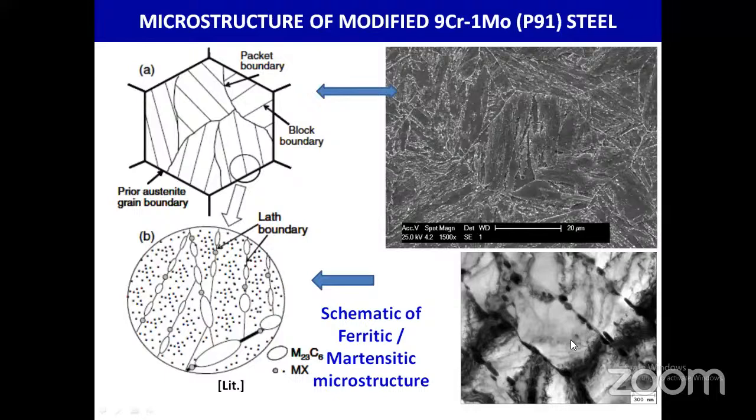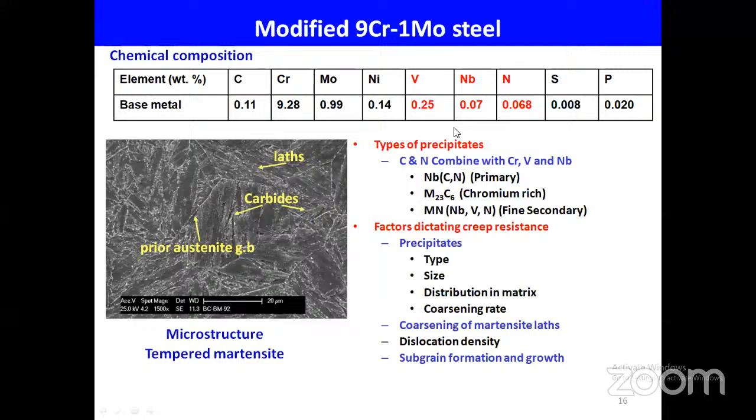If the lath width is finer, the strength is more. If the precipitates are finer, the strength is more, because finer precipitates retain the dislocation structure for a longer time, so the benefit of dislocation strengthening is also obtained. In addition, this material is also solid solution strengthened and boundary strengthened. So these are the types of precipitates we have discussed earlier.